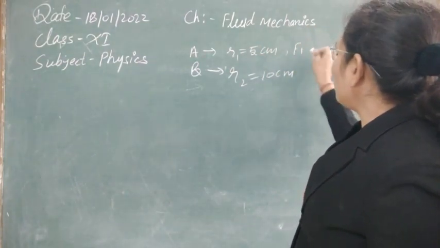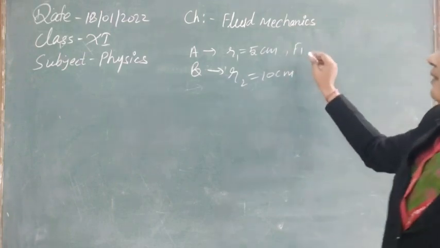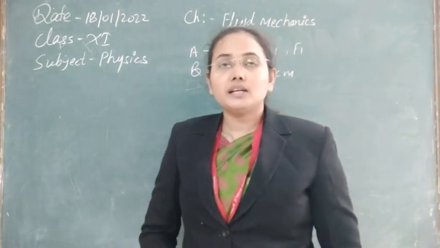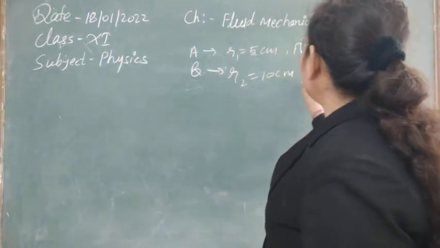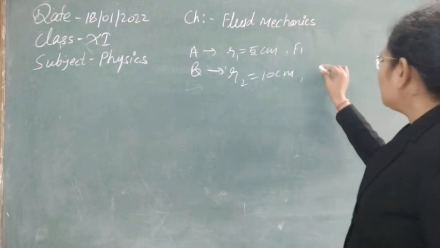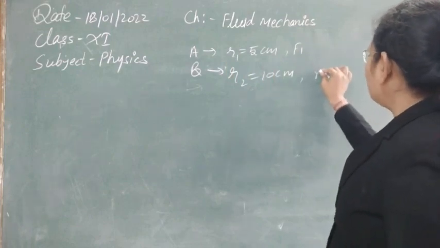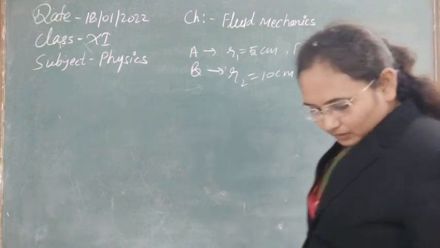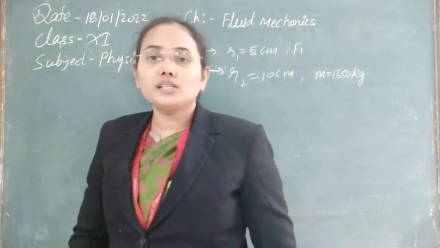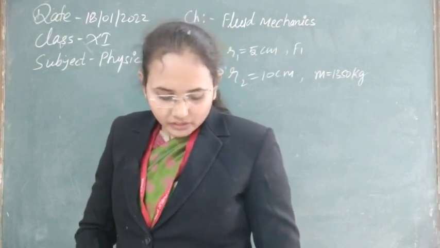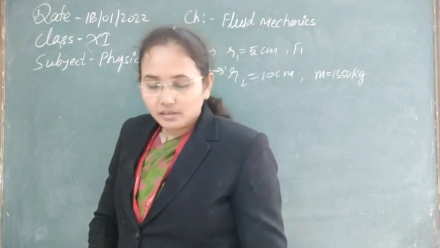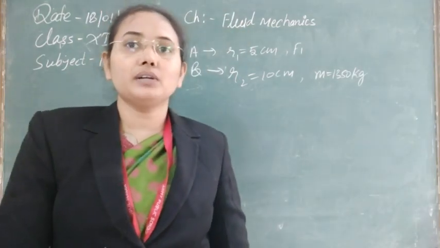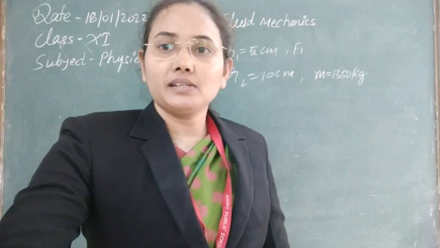So here the radius for this piston is 10 centimeter. The force applied on the piston A is F1. Next, the mass of the car to be lifted is 1350 kg, which means here we have to lift a car of mass 1350 kg. So we have to calculate the force F1 first. Then the question is, what is the pressure necessary to accomplish the task, where we have to take g equal to 9.8 meter per second square.